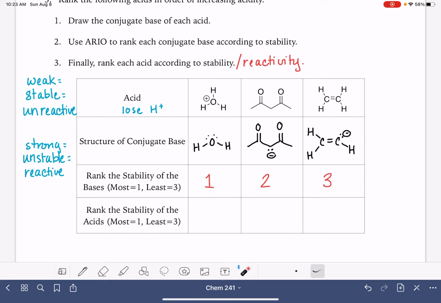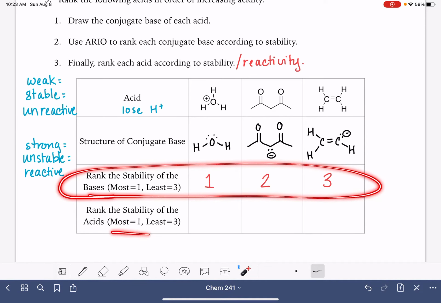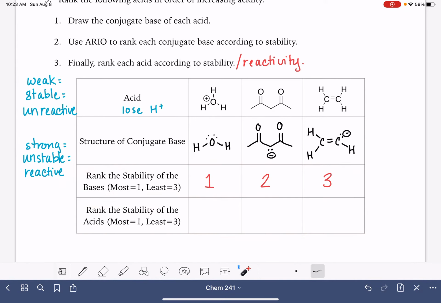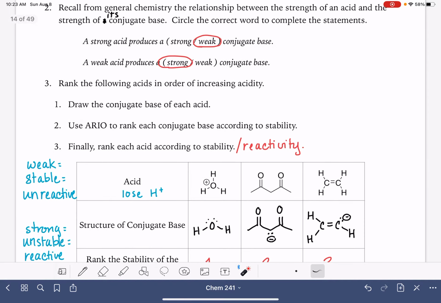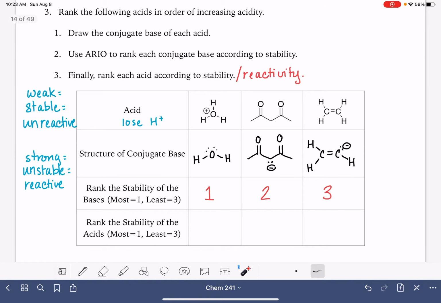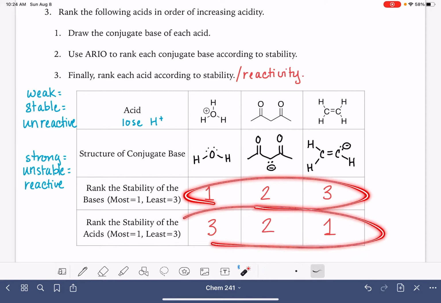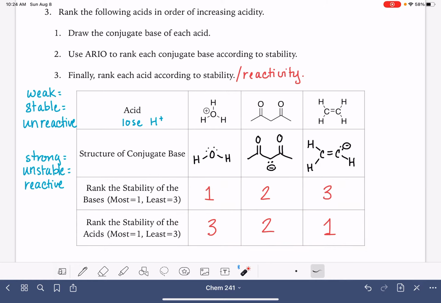Then what we're going to do is take the rankings of these bases, and relate them back to the stability of the acids using our GenChem concept. If the conjugate base is strong, that means that the acid was weak. So if the conjugate base was strong, the acid is going to be weak. Basically, all we're doing here is just reversing the rankings. That's literally all that we're doing.